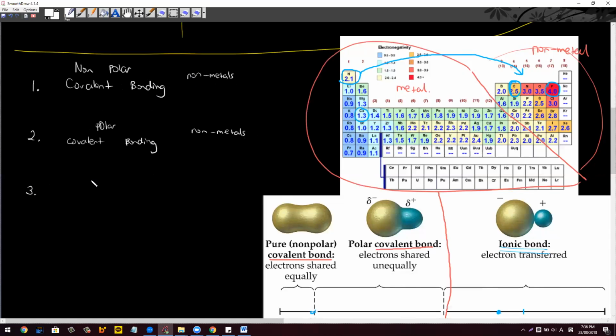And number three, you can write this down. You have ionic bonding. And this happens between non-metals and metals. Okay. So that's all clear.